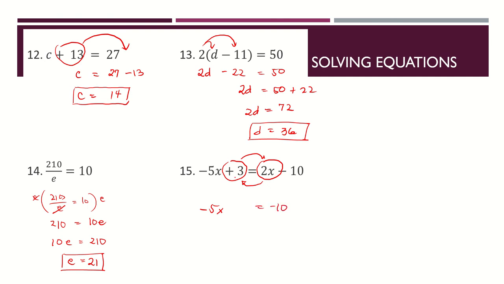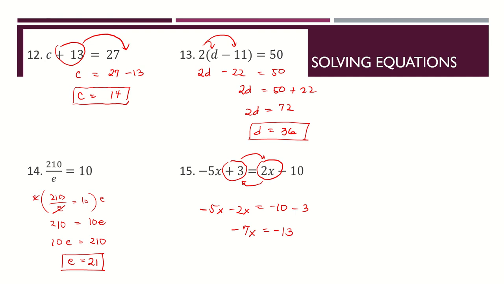Okay? Then, 2x will become negative 2x and positive 3 will become negative 3. No, so pwede naman siyang negative 3 minus 10. Anyway, parehas lang po yung kalalabas ang sagot nun. Adding the similar terms, you have negative 5 plus negative 2, so it's negative 7x. And negative 10 plus negative 3 is negative 13.